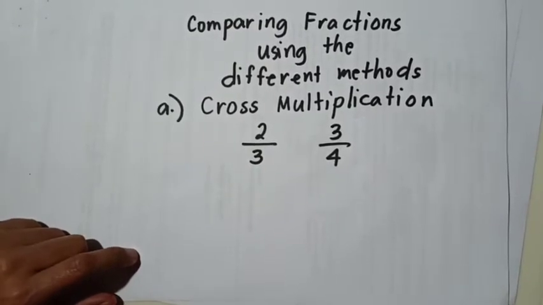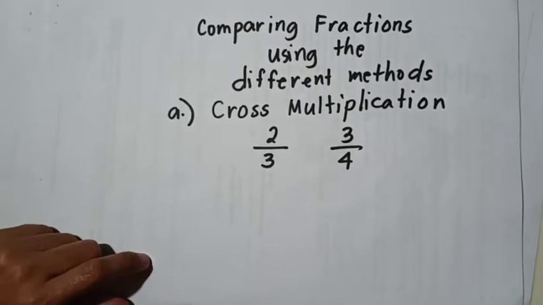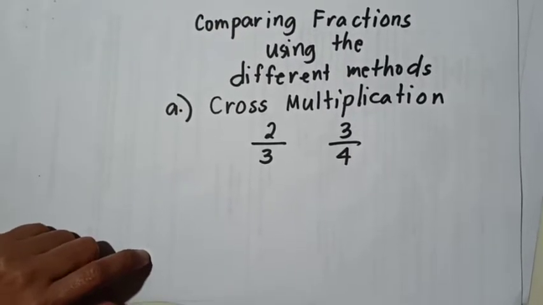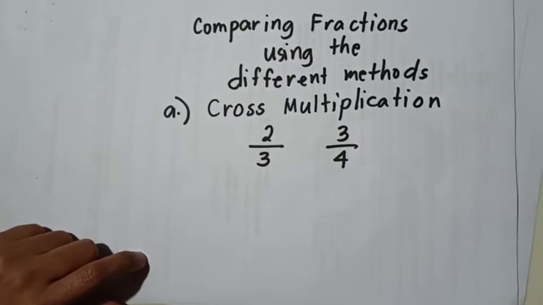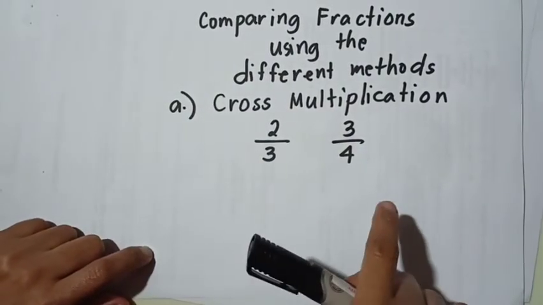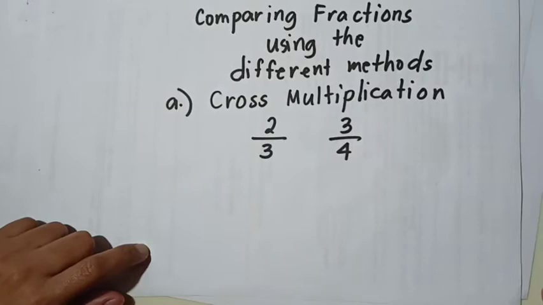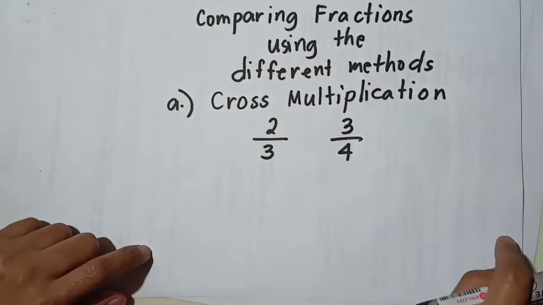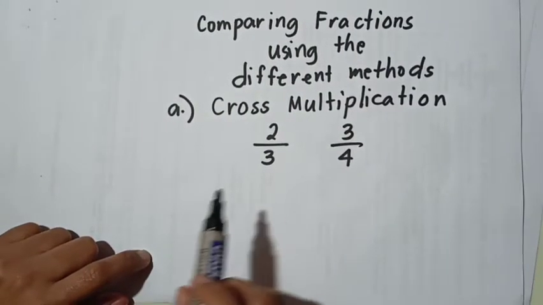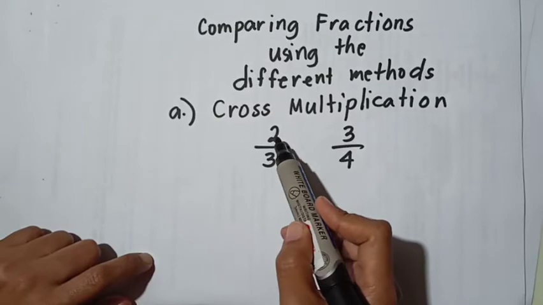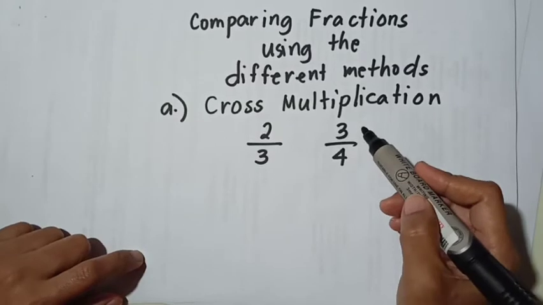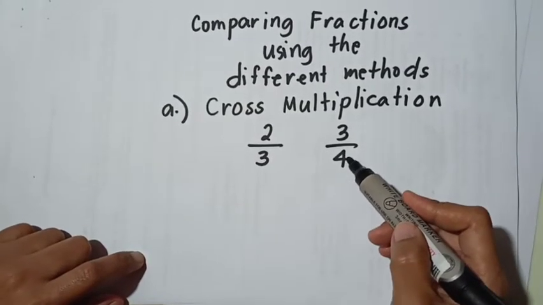Going to show you the steps on how to compare fractions using the different methods. We have here the first method, which is cross multiplication. Let's say 2/3 and 3/4 as examples. Now, in order to compare this, let us identify first their numerators. The numerator for the first fraction is 2 and the denominator is 3. The numerator for the second fraction is 3 and the denominator is 4.